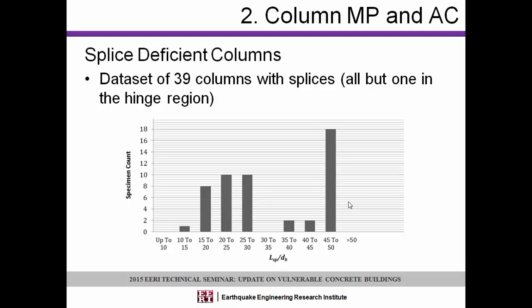We also look at splice deficiencies. I need to move it along here. So the supplement one changed things a little bit, but with very, very limited data. We brought in a data set of 39 column tests, some with very short splices down here, some with conforming splice length.